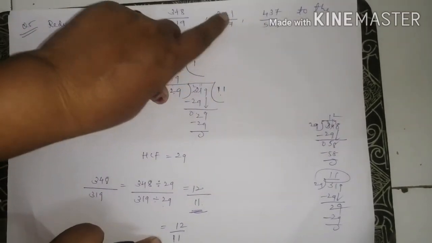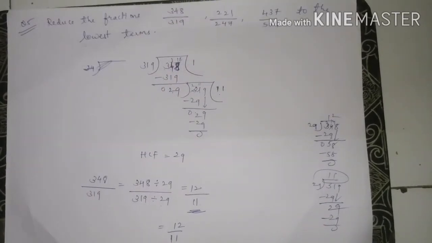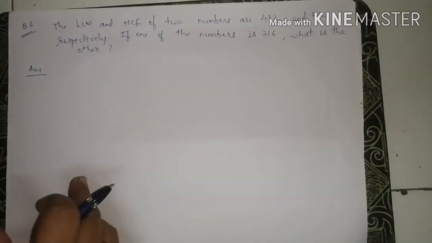Similarly, we find the remaining two. The second one is 221 upon 247.